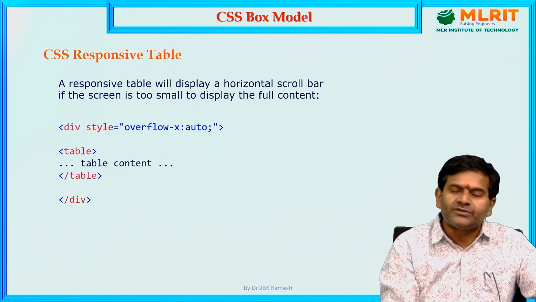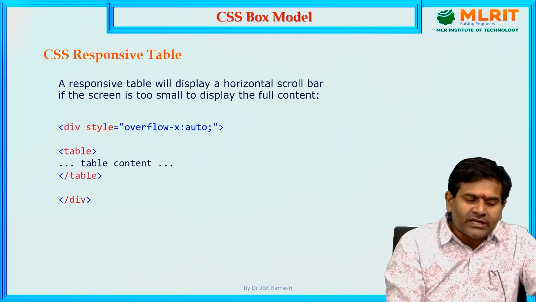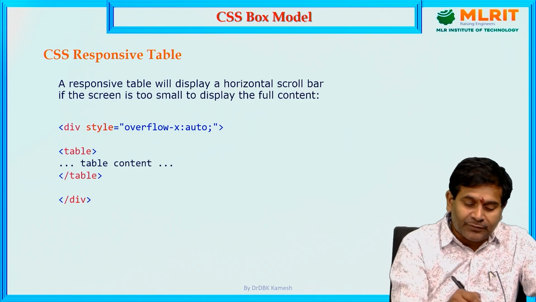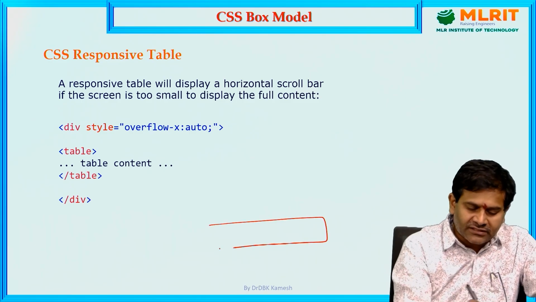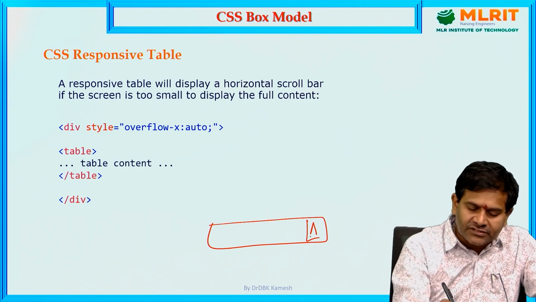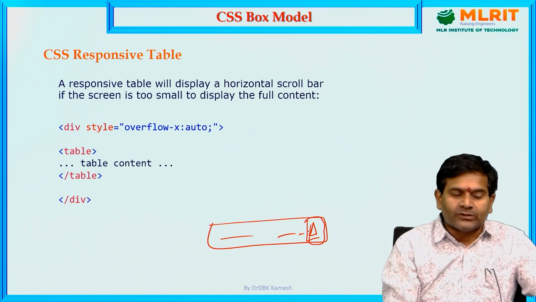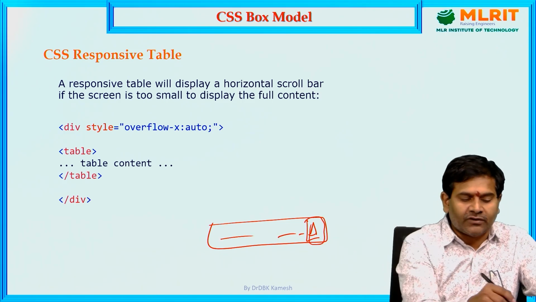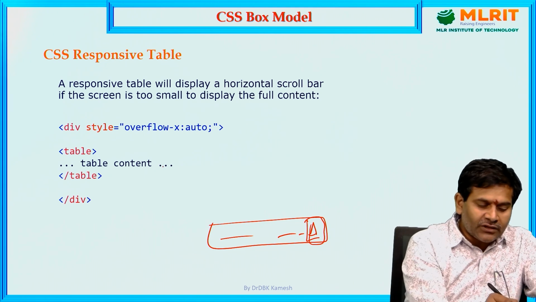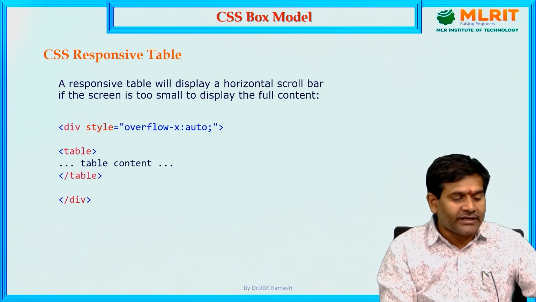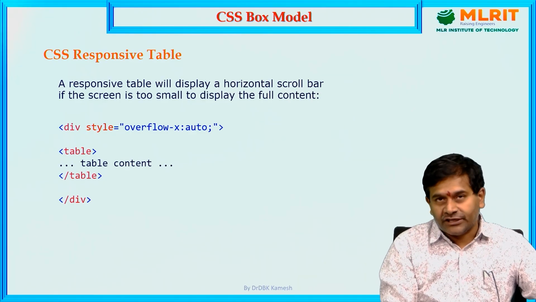Then responsive tables. In the responsive table, it will be displayed with a horizontal scroll bar, for example like this. The horizontal scroll bar we can use, so we need to scroll like this. So in a div style, overflow-x: auto, then the table content, etc. So we need to write it like this. This is the responsive table.